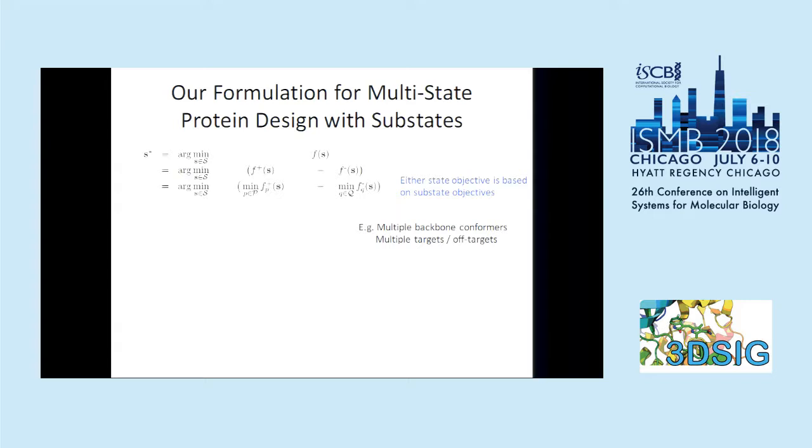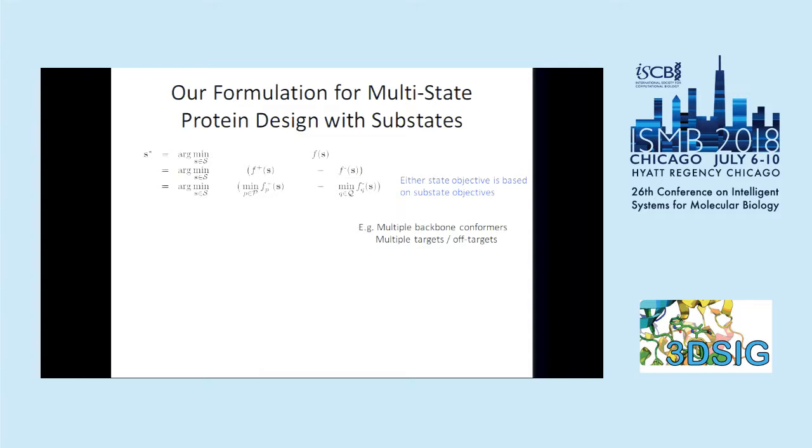For instance, in this case, this positive objective is a minimum among many positive sub-objectives. For instance, you may have multiple backbone conformations, or you have multiple targets and off targets, right? So in this case, the relationship is an OR relationship, but you can also change it to max. For instance, the worst binder to the worst on target minus the best off target. So this can be done very easily in our case as well.